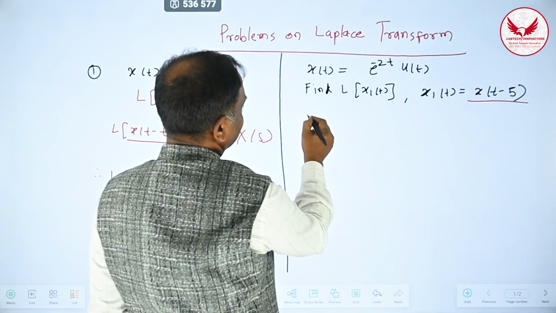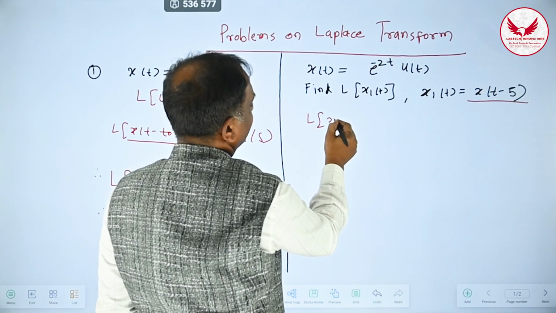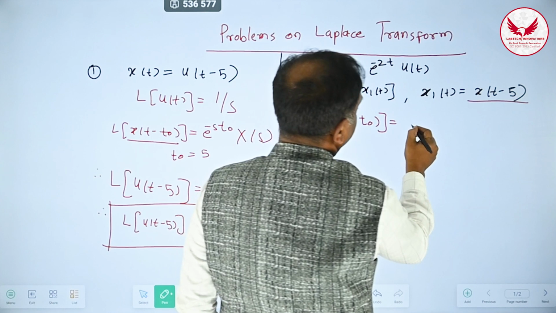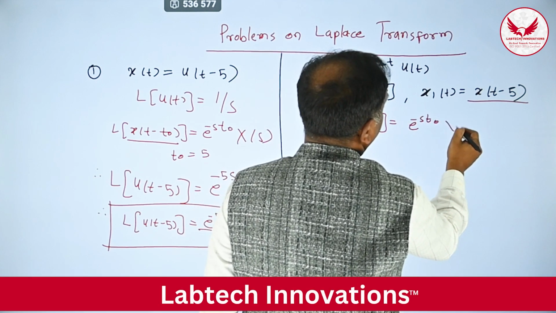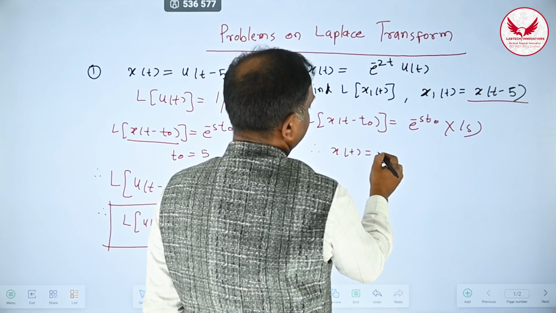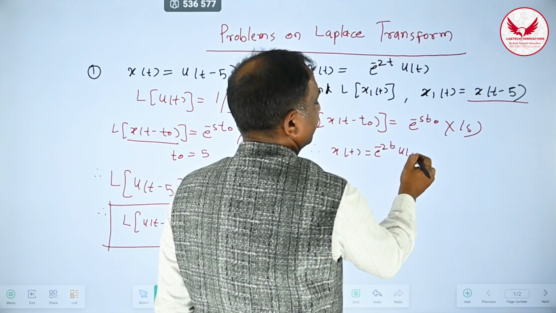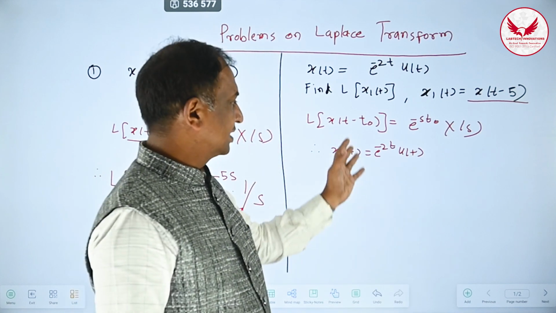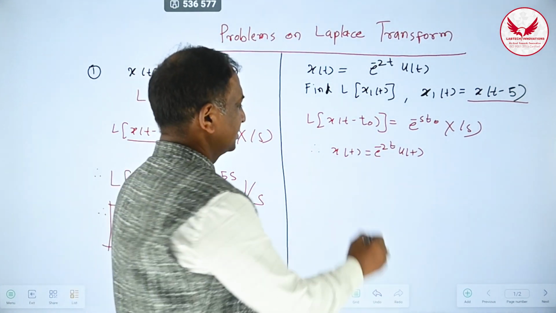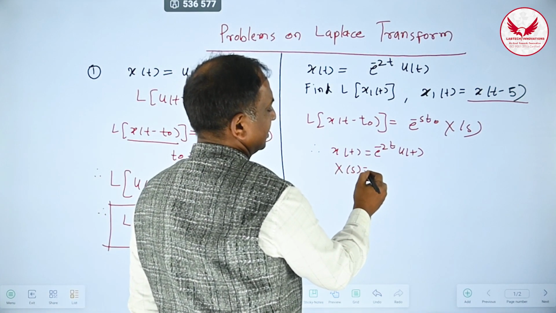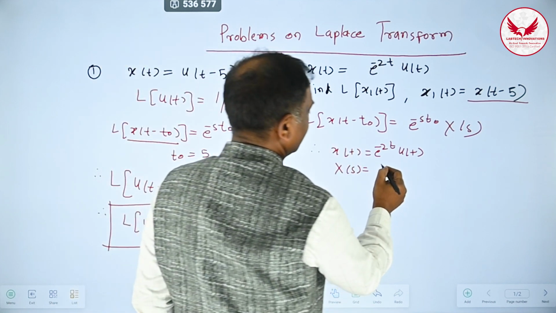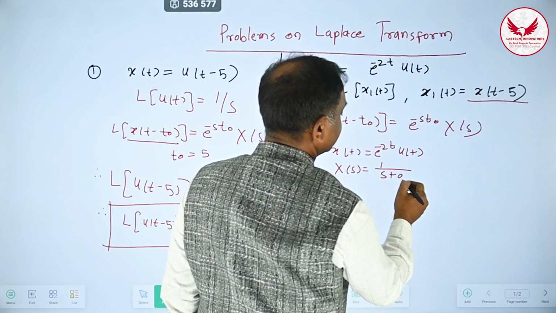First I will write the time shifting property: the Laplace transform of x of t minus t0 is equal to e raised to minus s t0 into x of s. Here x of t is equal to e raised to minus 2t into u of t. We know the Laplace transform of e raised to minus at u of t is equal to 1 upon s plus a. Here a is equal to 2. So the Laplace transform of e raised to minus at u of t is equal to 1 upon s plus a. So this is x of s.